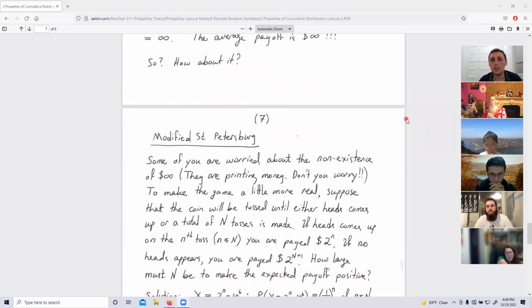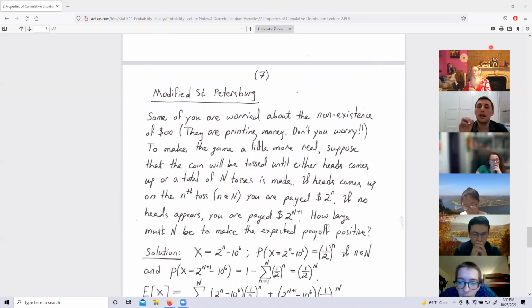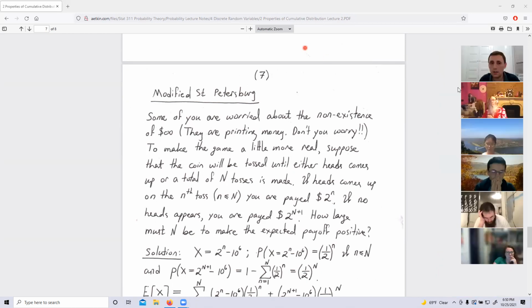Okay, so here is how I thought of it. Let's modify this paradox, and let's not allow you to win $1 million. Let's suppose the maximum number of tosses is capital N. Let's truncate it, which means it works just as before until I reach 2 to the power of capital N, and if I don't get heads after that, I get 2 to the power of N plus 1. That's how I decided to do it. You understand what I'm saying?